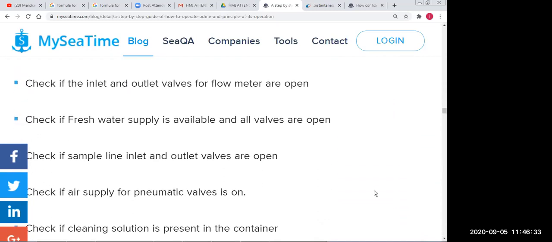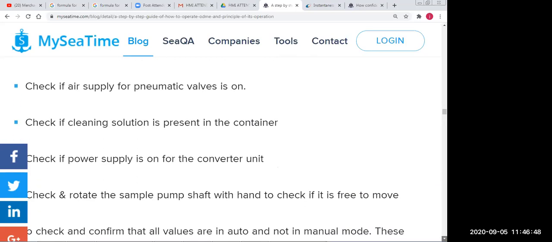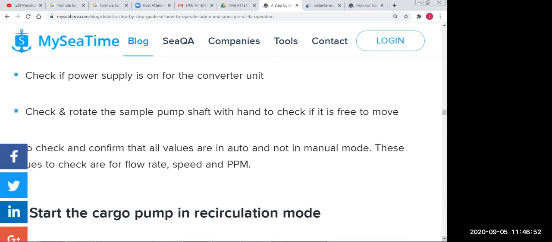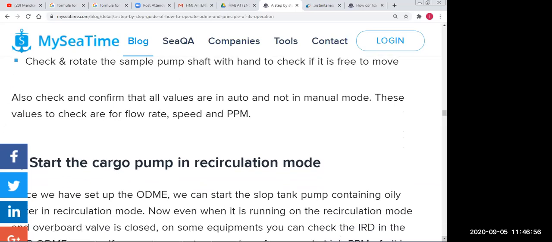Then we have to line up for the ODME. We have to check that the flow meter inlet and outlet valves are open, the freshwater supply is there, the sample line inlet and outlet valves are open, the air supply for the analyzing unit and the cleaning solution are there, and the power supply is there. The sample pump should be working properly and free to move, and all the valves should be in auto mode. They should not be in manual mode.